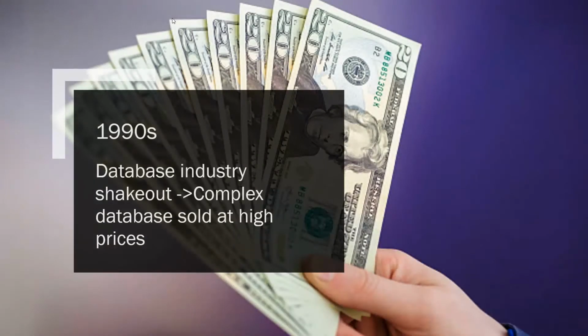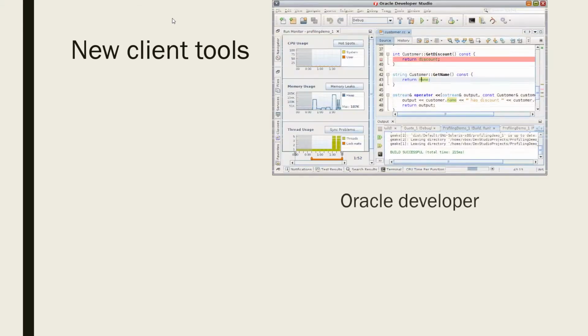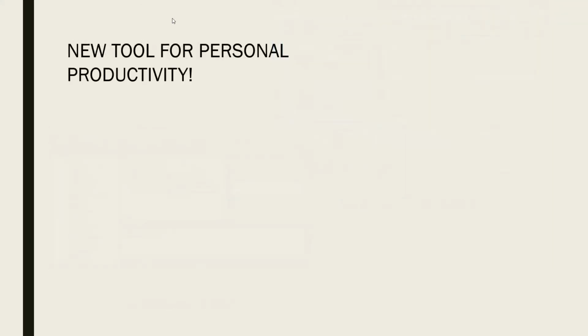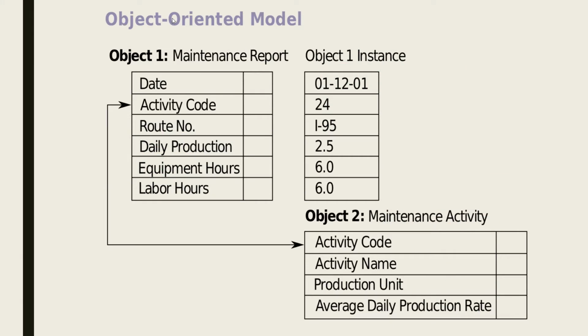Early in the 1990s, after a database industry shakeout, most of the surviving companies sold complex database products at high prices. Around this time, new client tools for application development were released, including Oracle Developer, PowerBuilder, and others. A number of tools for personal productivity, such as ODBC and Microsoft Excel and Access, were also developed. Prototypes for object database management systems were also created around this period.